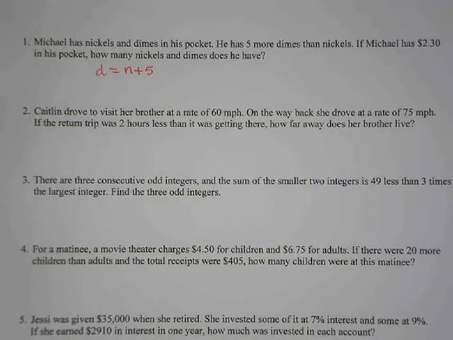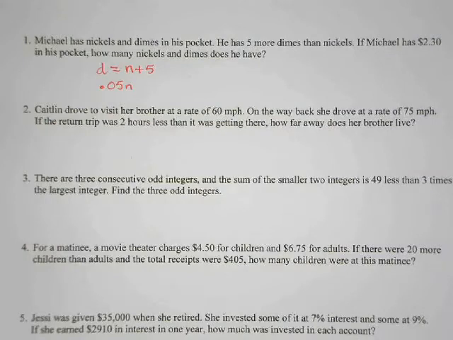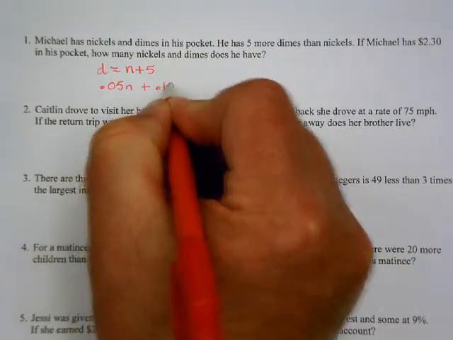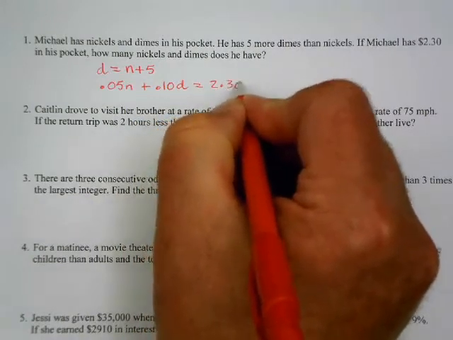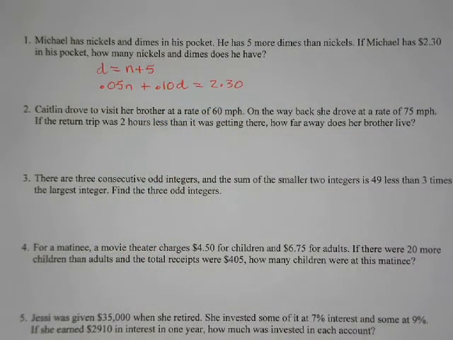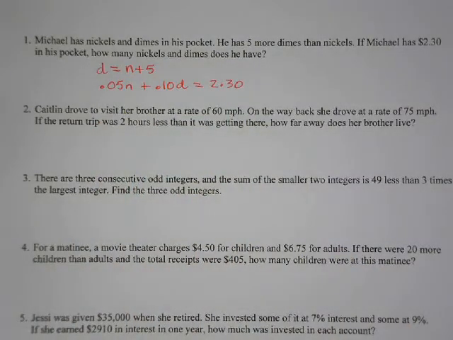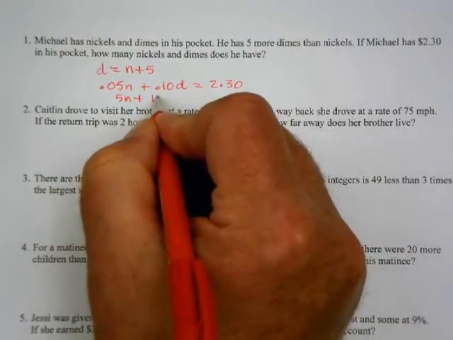Now, every dime is worth 10 cents. Every nickel is worth 5 cents. So I can also write out 0.05 for 5 cents times the number of nickels plus 0.10, 10 cents, times the number of dimes has to equal $2.30. Now, the first thing is I see I got decimals. I don't want decimals, so I'm going to multiply everybody by 100 to get rid of my decimals, and I'll end up with 5n plus 10d equals 230.